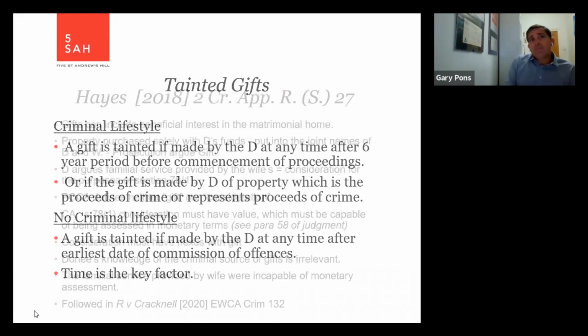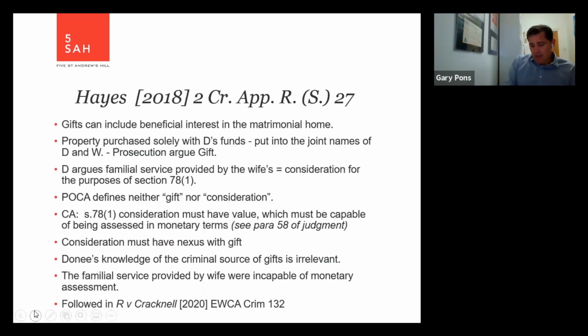Next slide, please. So dealing with the case of Hayes and the way in which it would change the approach or the decision in Gibson. Hayes, a case dealt with in the Court of Appeal in 2018, included the decision that a gift can include the beneficial interest in the matrimonial home. This was a case where the property was purchased just with the defendant's funds, but it was conveyed into the joint names of both the defendant and his wife. And so the prosecution argued that it was a gift.